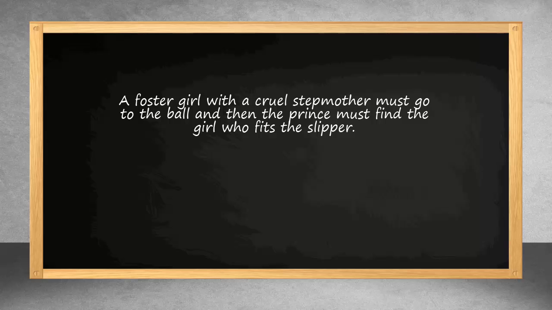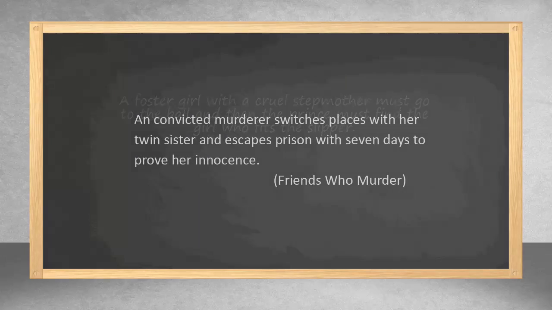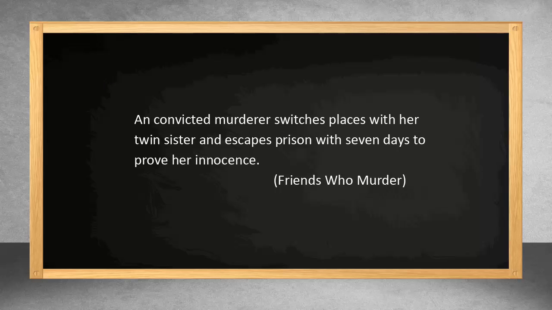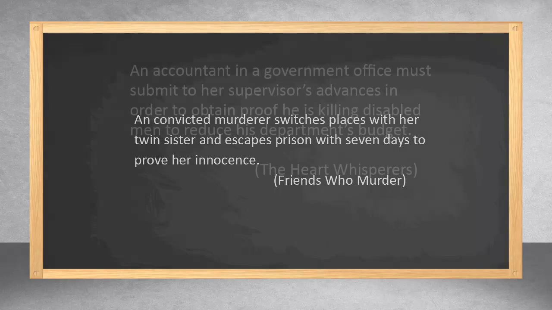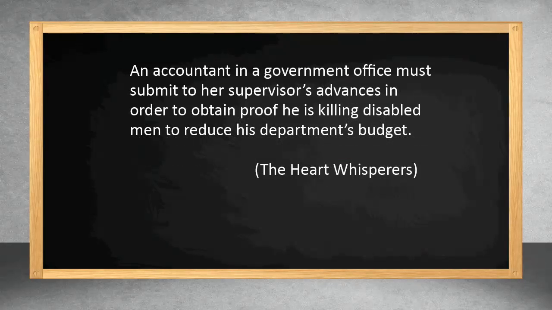Let's look at a couple from novels that I've written. A convicted murderer switches places with her twin sister and escapes prison with 7 days to prove her innocence. Here's another one. An accountant in a government office must submit to her supervisor's advances in order to obtain proof he is killing disabled men in order to reduce his department's budget.